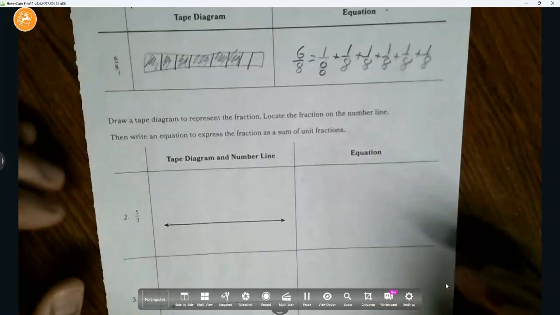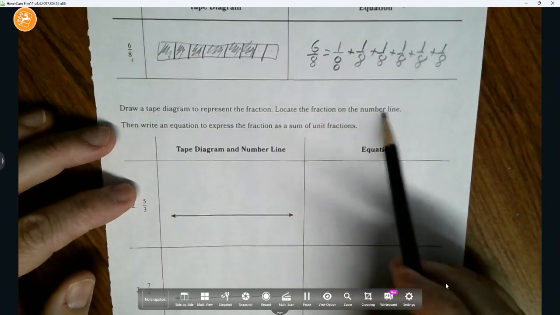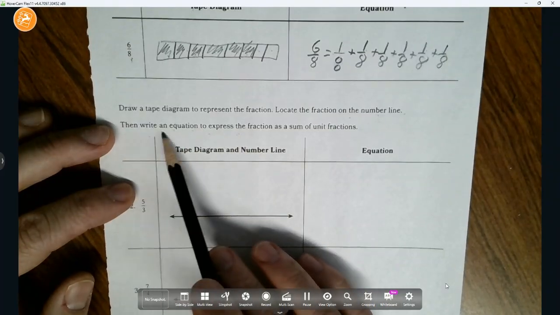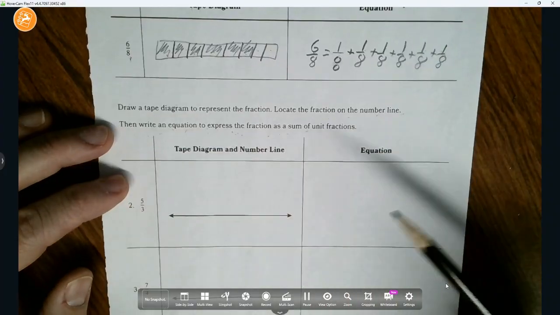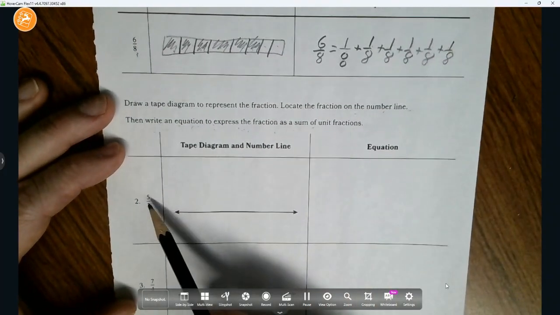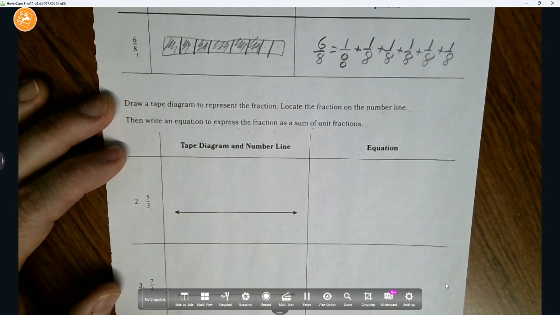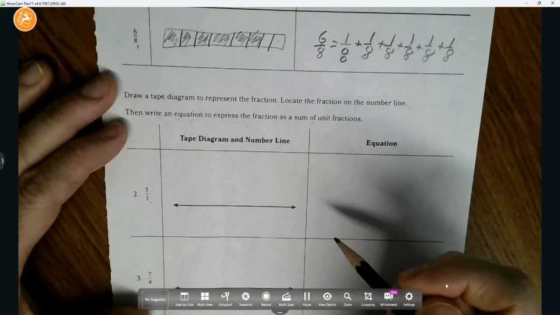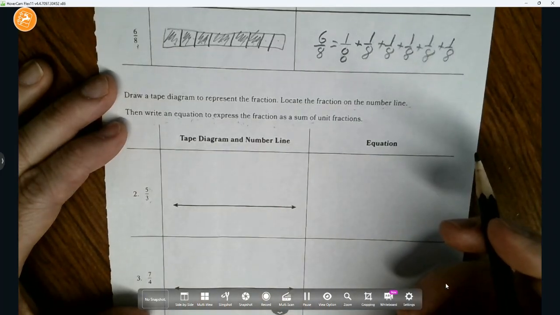Good job. The next one, draw a tape diagram to represent the fraction. Locate the fraction on the number line. Then write an equation to express the fraction as the sum of unit fractions. All right, so we have 5/3. Uh-oh. So that changes things a little bit. This one's a little different. So we're going to divide this in thirds. But we need 5/3.